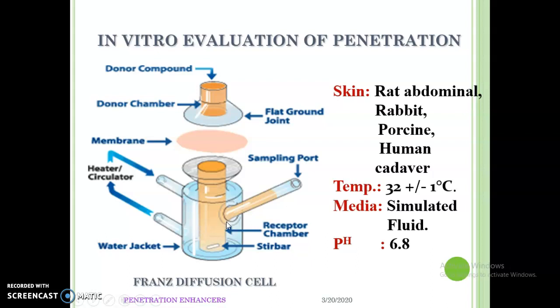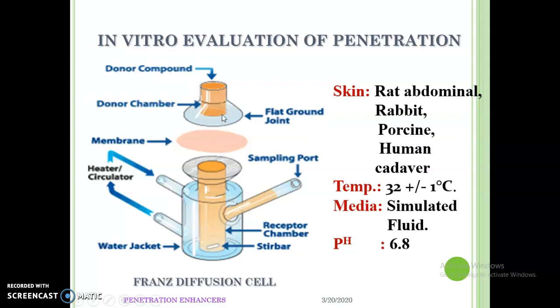That receptor chamber has facilities like a sampling port and a sampling chamber, right? Then a heater will be there for maintaining the temperature, a water jacket is there to maintain your temperature, and a stirrer will be there. So we have to assemble that assembly and place your formulation here. This is your skin, right? Maybe rat abdominal skin, rabbit skin or human cadaver skin.